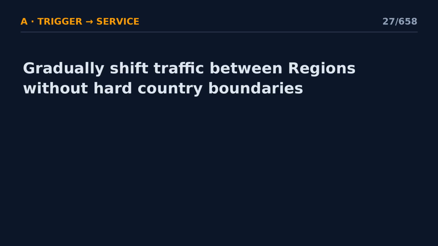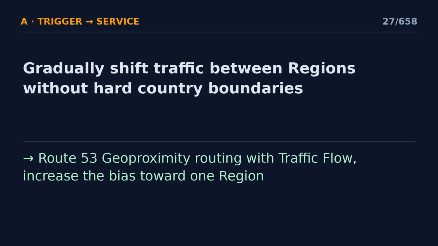Gradually shift traffic between regions without hard country boundaries. Answer. Route 53 geoproximity routing with traffic flow. Increase the bias toward one region.